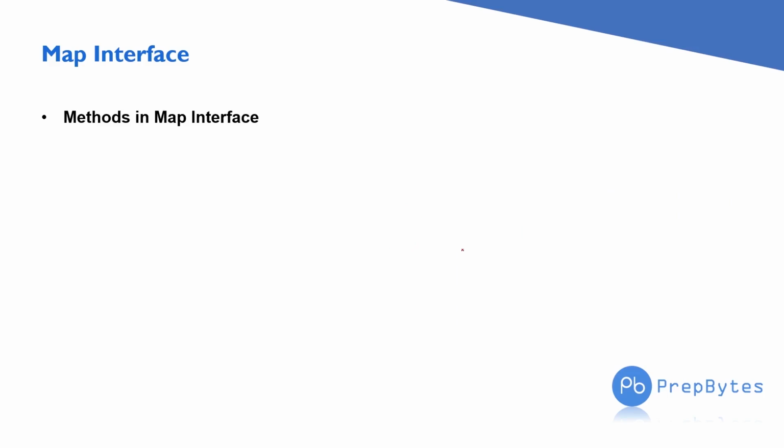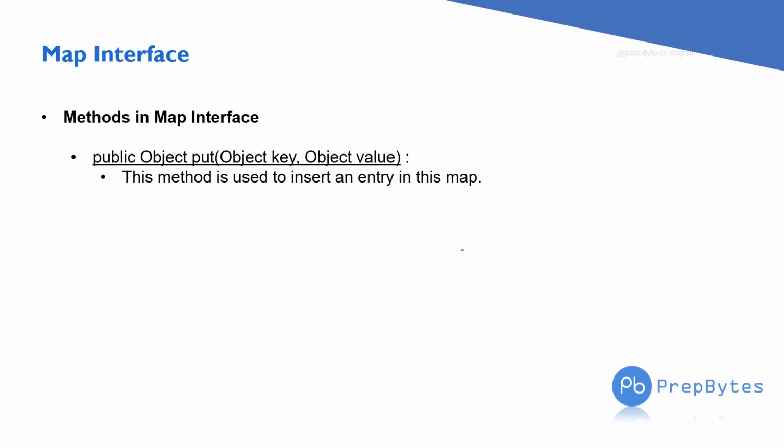Fine. Next point, the methods in map interface. So first method is put method. These methods are different from the collection methods, because map interface is not a child interface of collection. Why? Because we want to add key and value both, not just the values. So put method is used to add or insert an entry in this map. A key and a value together is known as an entry. Therefore, this method is used to insert an entry in this map.